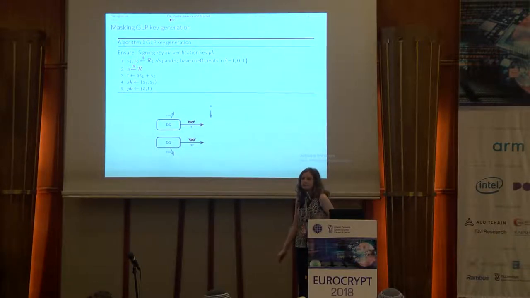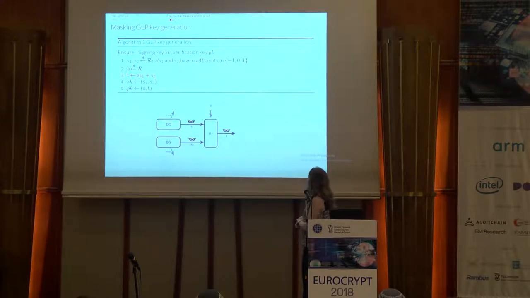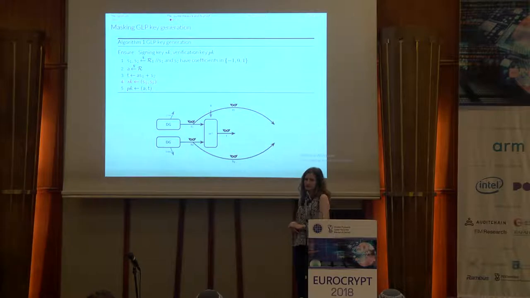For generating A, since it's a public value, it's generated not masked. Then we use an arithmetical step to compute T, and it computes T in mask form. So the secret is output in mask form as S1 and S2. And since T is a public value, it needs to be unmasked. So we use a block called full add, which refreshes the masks and adds them all together. Then it outputs T, the public value, and so we have the public key, which is A, T, unmasked. So here is the block form of the key derivation.